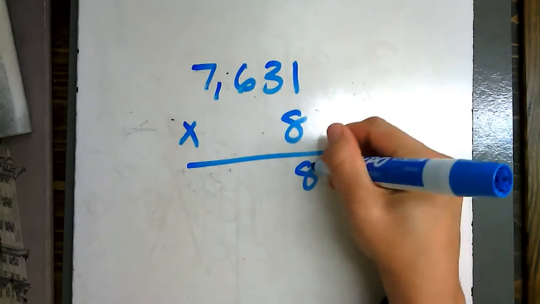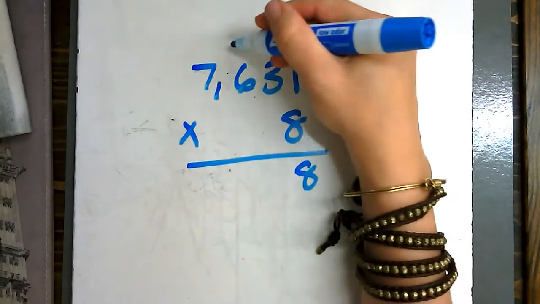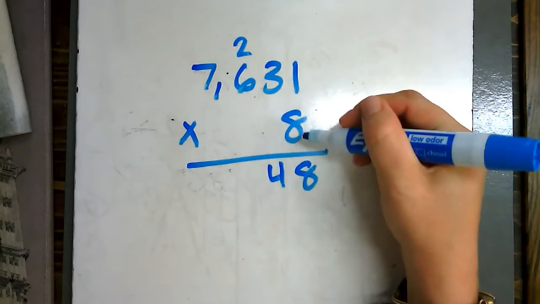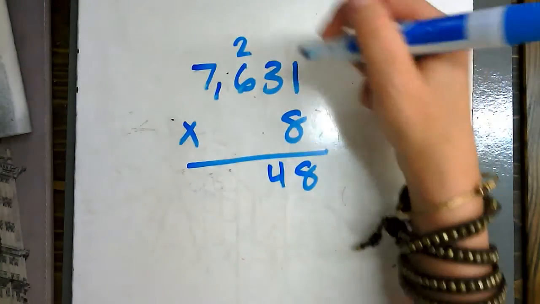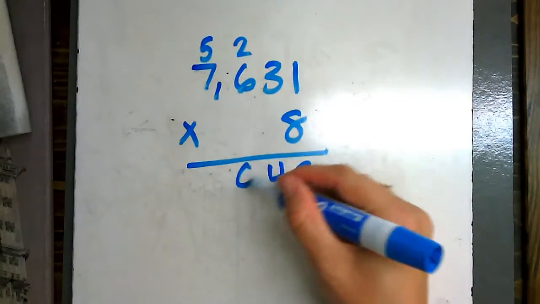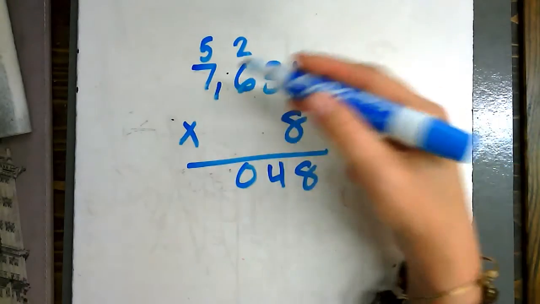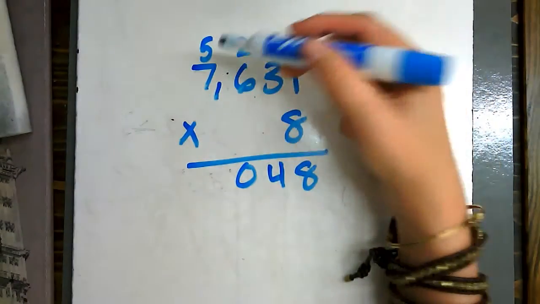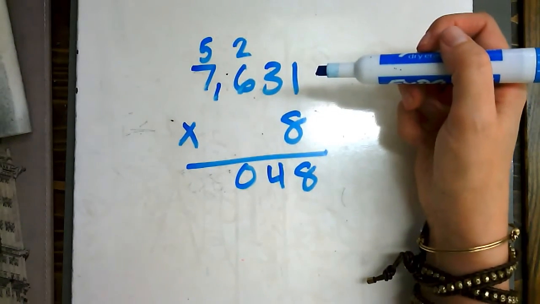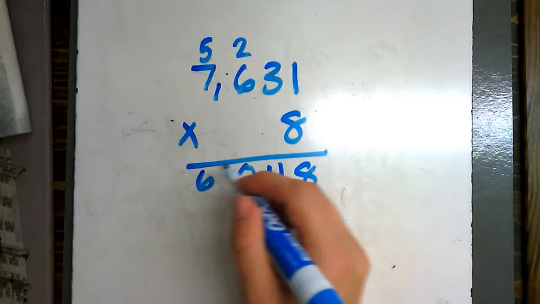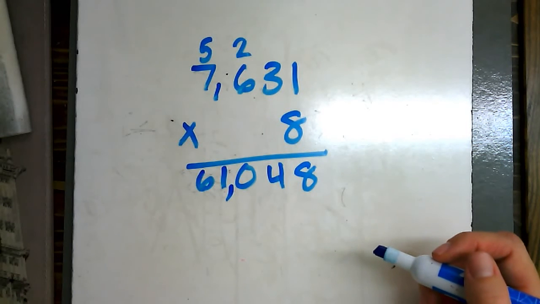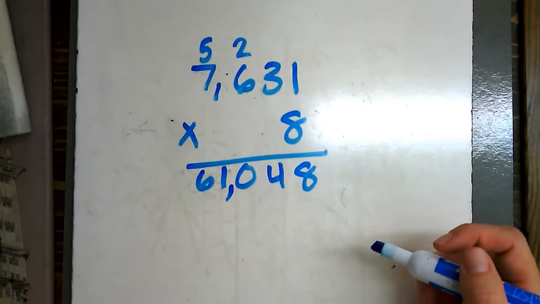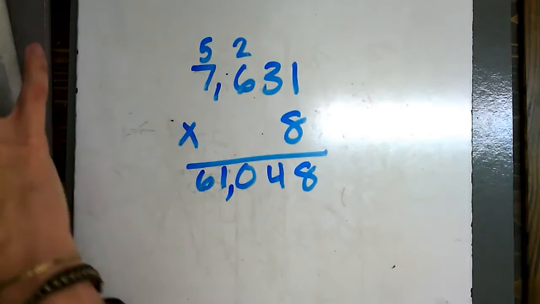8 times 1 is 8. 8 times 3 is 24. Carry the 2, drop 4. 8 times 6 is 48. Plus 2 is 49, 50. Carry the 5, bring your 0 down. 8 times 7 is 56, plus 5, 56, 57, 58, 59, 60, 61. 1, 2, 3, and put my comma. So our answer is 61,048. All right, moving right along to number 2.